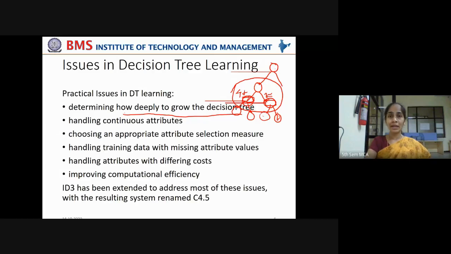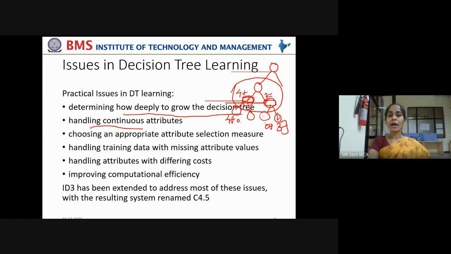But still you can extend the tree also in order to get completely pure classification, so that you have only all positive examples and no negative examples, only all negative examples and no positive examples. In order to get that, you can keep on building the decision tree. You can keep on expanding your decision tree in order to fit your training examples, right? So what is the end point? What is the termination condition where you have to stop building this decision tree? That is one practical issue.